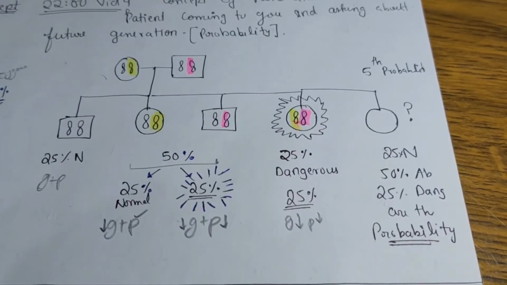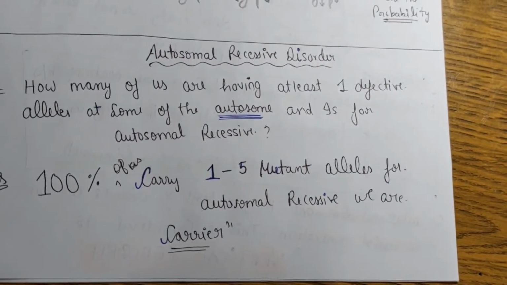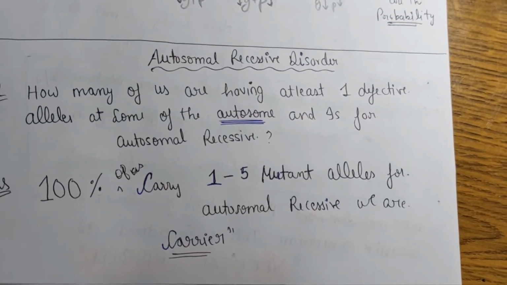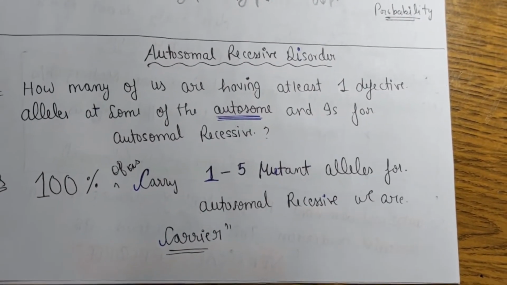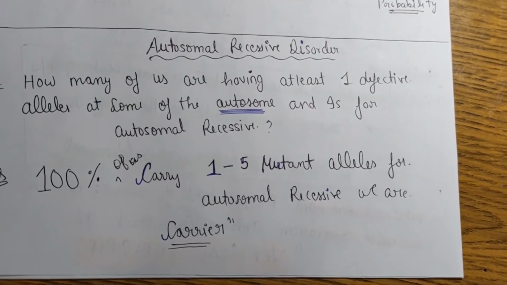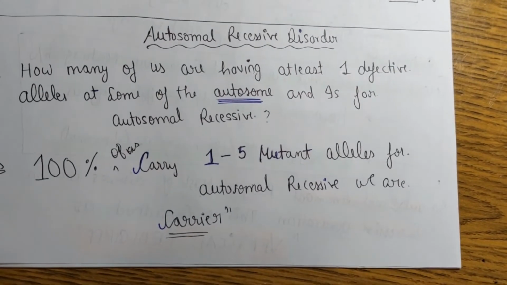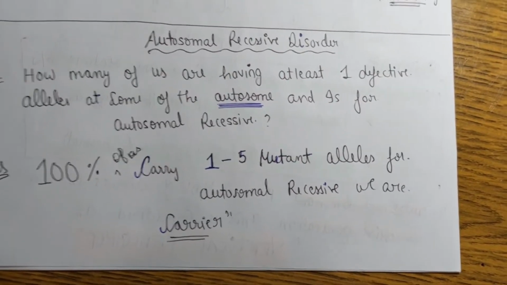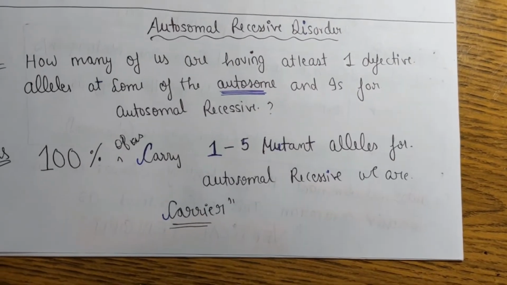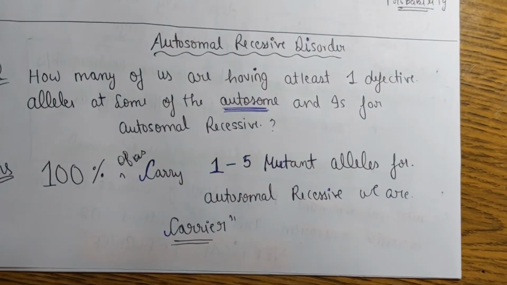Now we are going to discuss autosomal recessive disorders. So a question is, how many of us are having at least one defective allele of some kind of autosomal recessive disease on our autosomes? So the answer is 100% of us are carrying 1 to 5 mutant alleles for autosomal recessives, and we all are carriers of 1 to 5 autosomal recessive disorders.